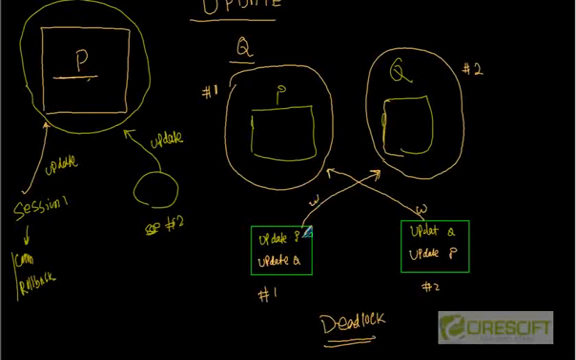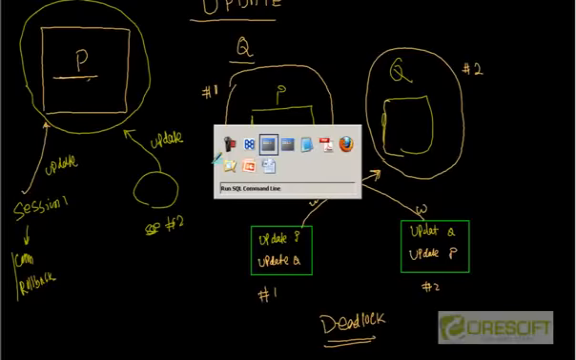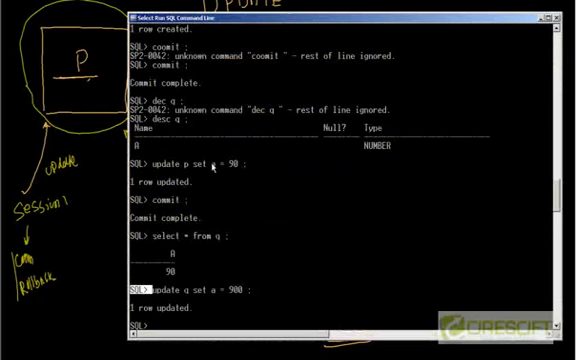Starting from, I think, probably Oracle 8i, Oracle determines deadlocks and finds a victim. It will choose one of these sessions to be the victim and roll back that work. So this is the concept of deadlock, and let's try it here. This is my session number 2, so update P, set A equal to, say, 1000.